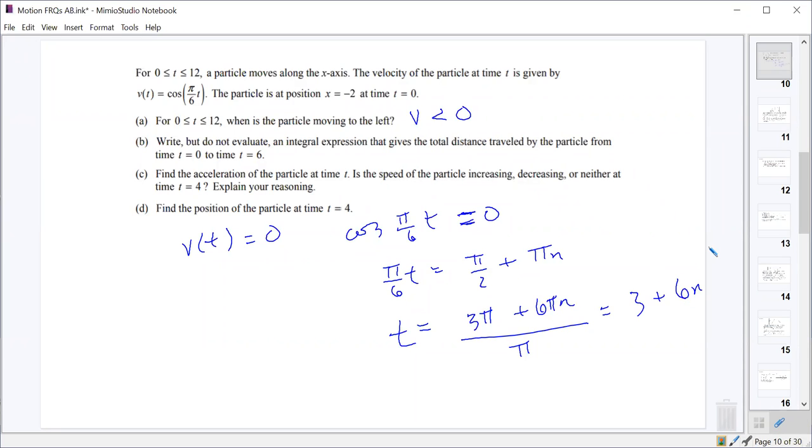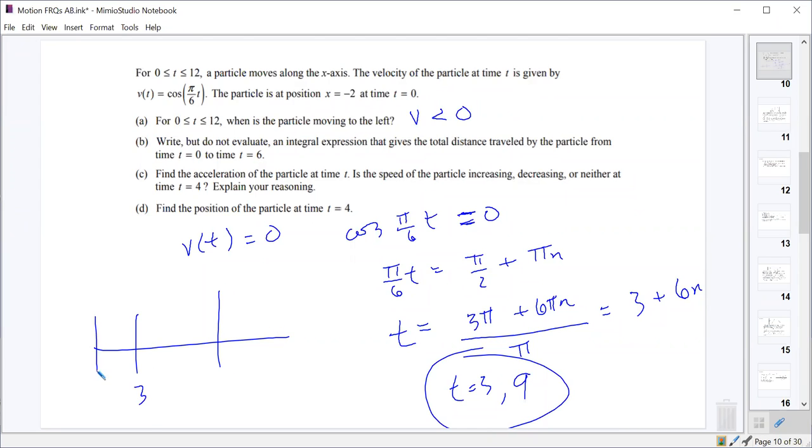And so then you'll just plug in values of n. So integer values: n equals 0 gives you 3, n equals 1 gives you 9, n equals 2 gives you 15, which tells you that you are no longer in that interval that you were looking at. And so you would find that there are only 2 places where it could possibly change signs. Put on 0, 3, 9, and 12.